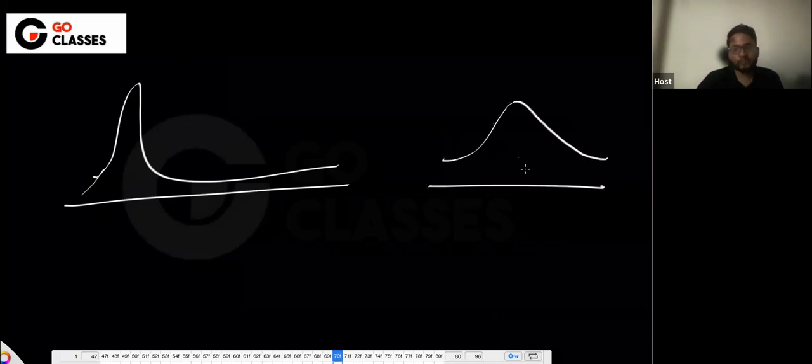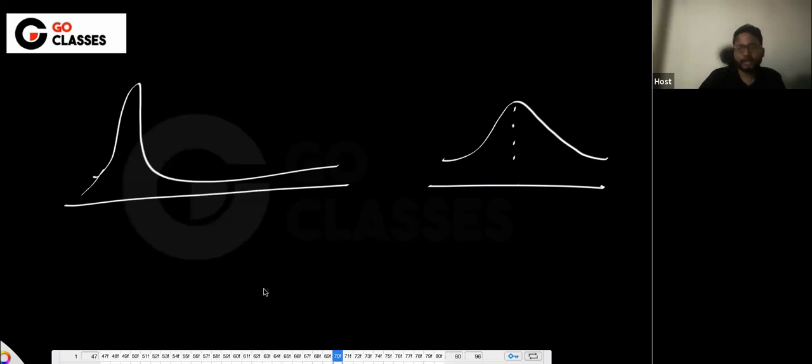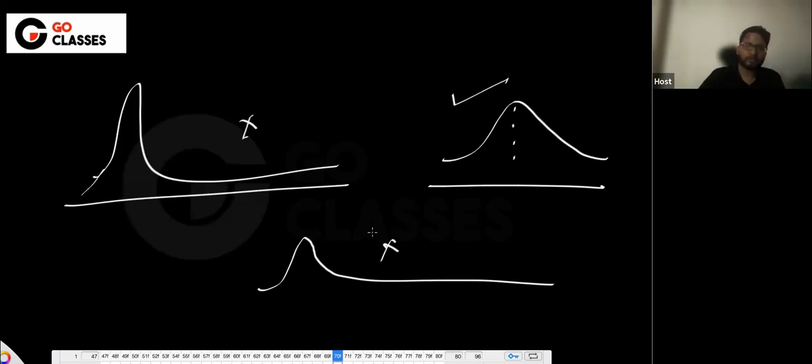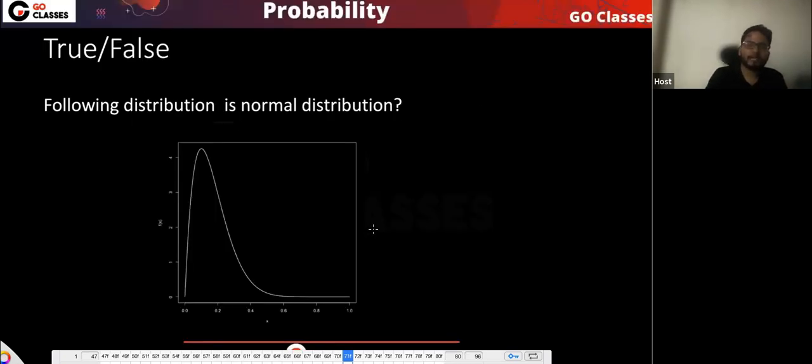It may change from the variance and may change from the mean, which means it is symmetric on the mean and these kind of things. It is not like any bell curve, anything is normal distribution. No, it is not a normal distribution. It is a normal distribution. Okay. So if I just ask you whether this is a normal distribution, then what you will say? No. This is false, right? Following is a normal distribution, and this is false.